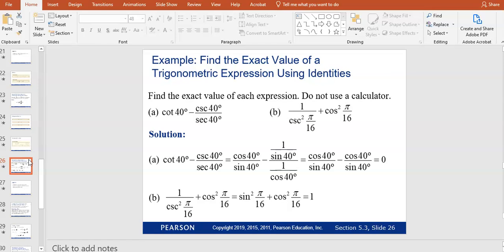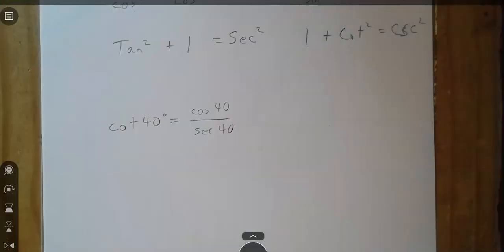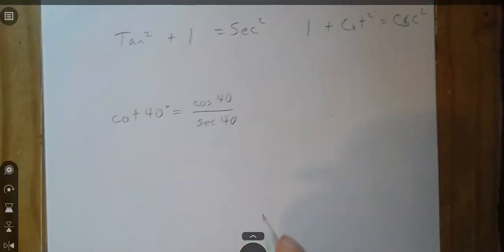Our first one is cotangent 40 equals cosecant 40 over secant 40. Find the exact value of each expression. Do not use a calculator. Your calculator will give you a decimal anyway, and that's not what we're looking for. We're looking for exact, and decimals aren't exact. So let's look at this problem. We can just use our identities.